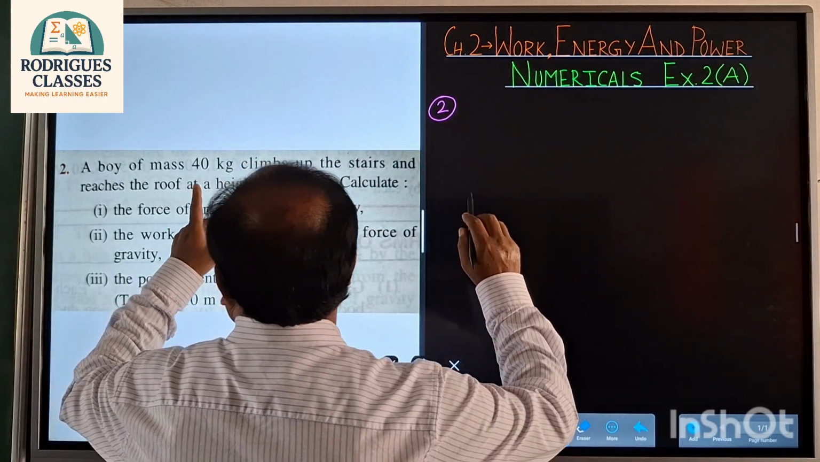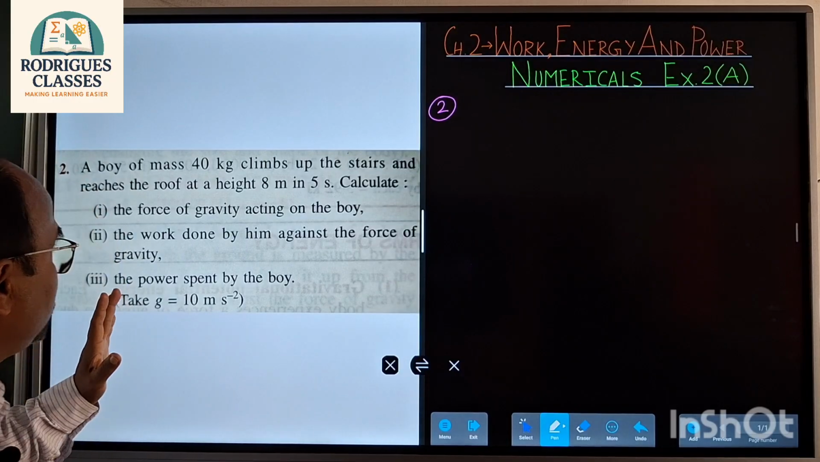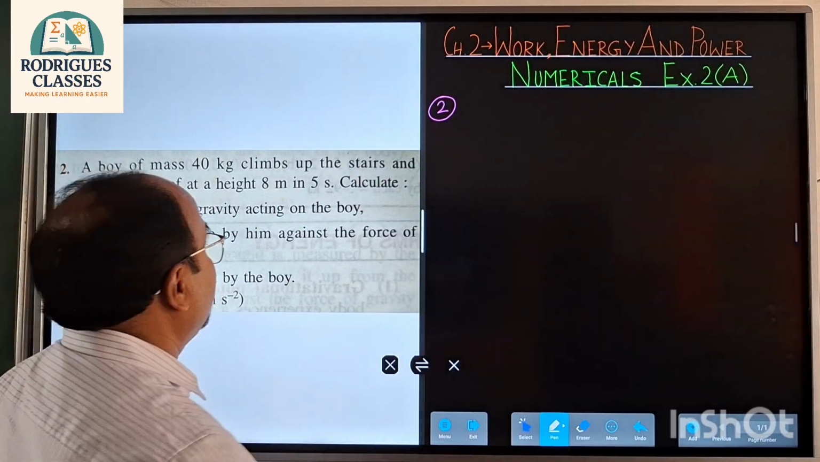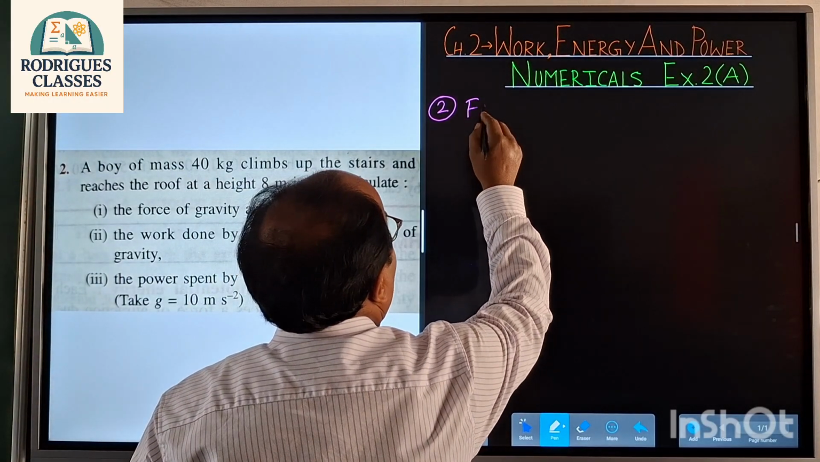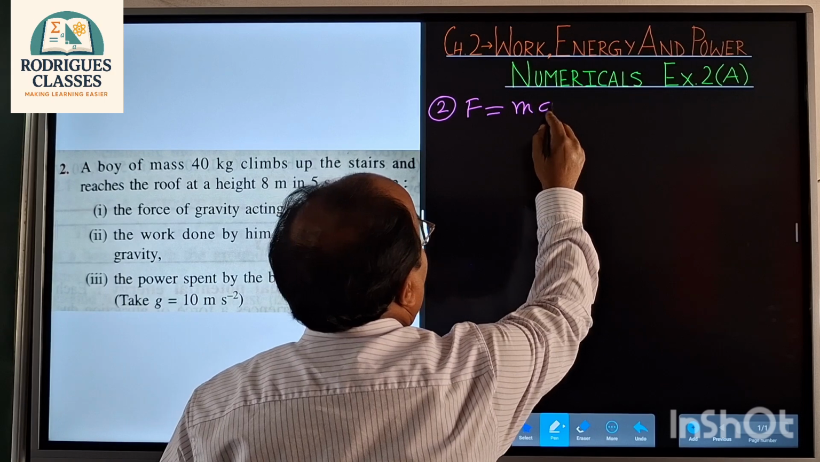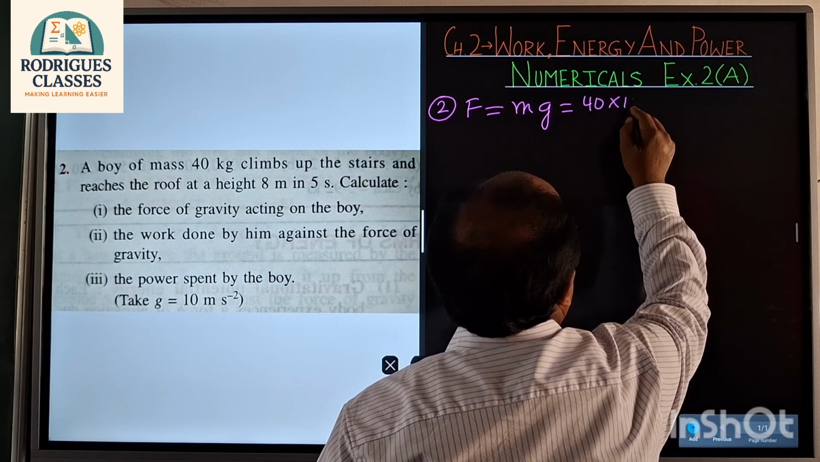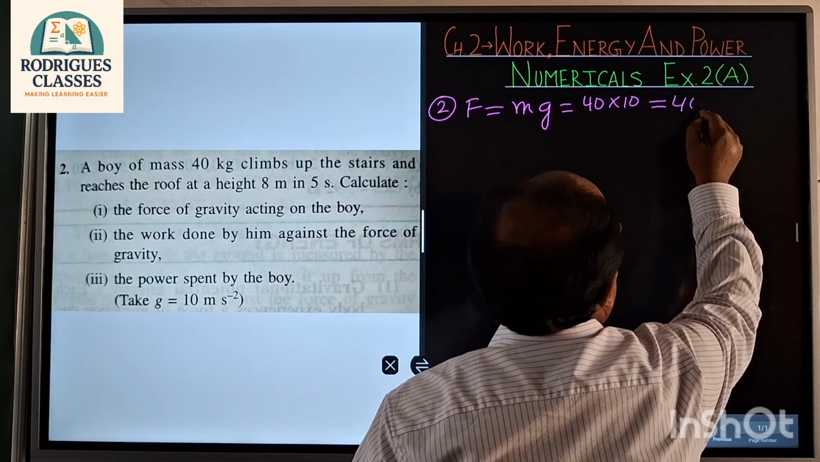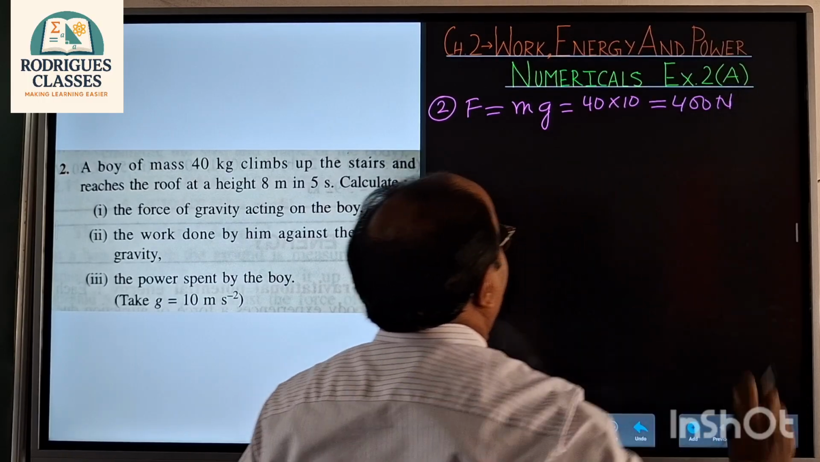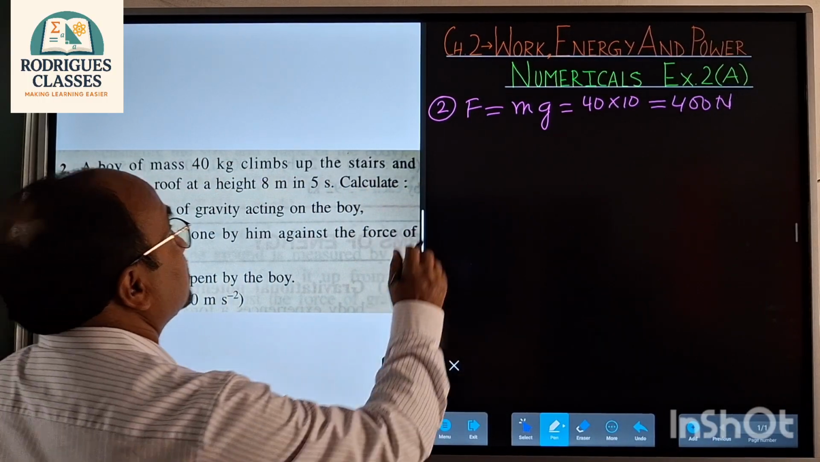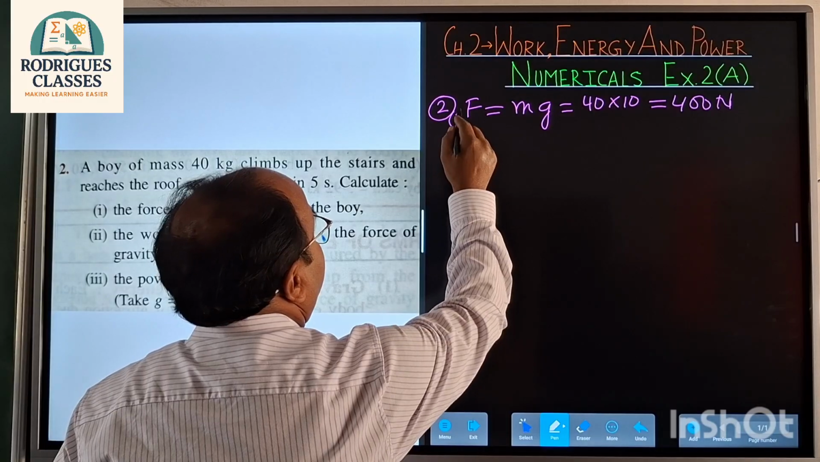So first of all, the mass is given to us as 40 kg. So the force of gravity acting on the boy we will find by M into G, which is 40, and G value is given to us as 10. So that comes as 400 Newton. So this was the first part.